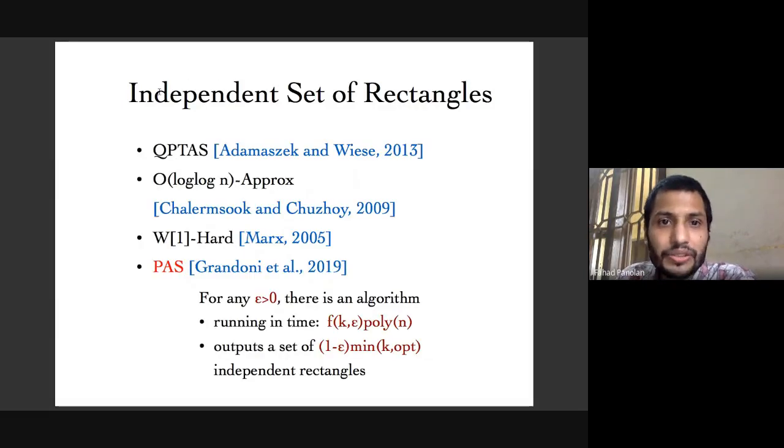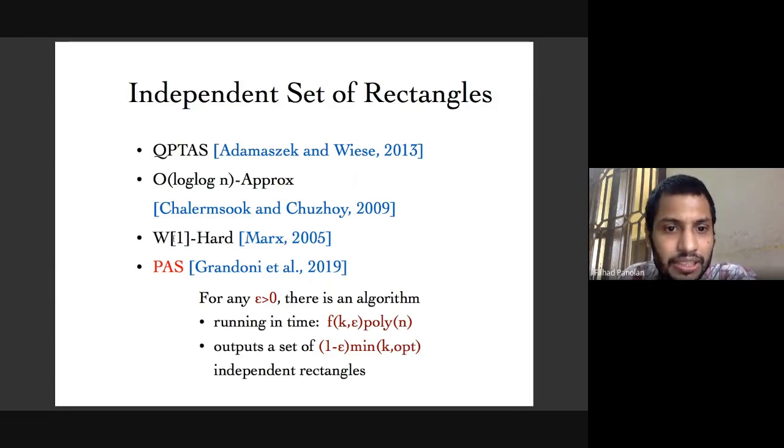Okay? So what is known about this problem? The problem admits a QPTAS. That means we can get an approximation algorithm. For any epsilon, it will output 1 minus epsilon times optimal independent rectangles in quasi-polynomial time. And in polynomial time, there is a log n factor approximation. And that is by Chalermsook and Julia Chuzhoy.